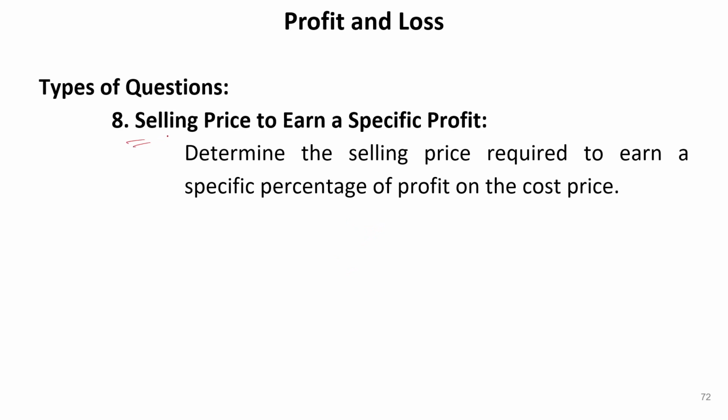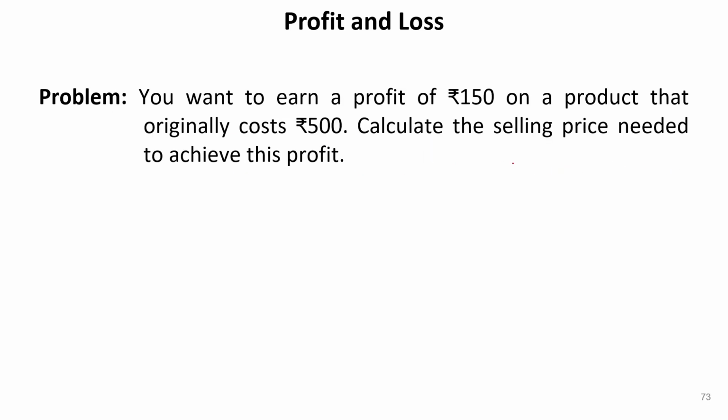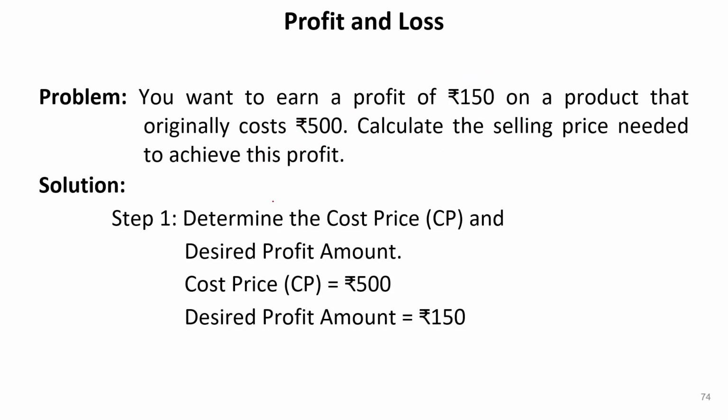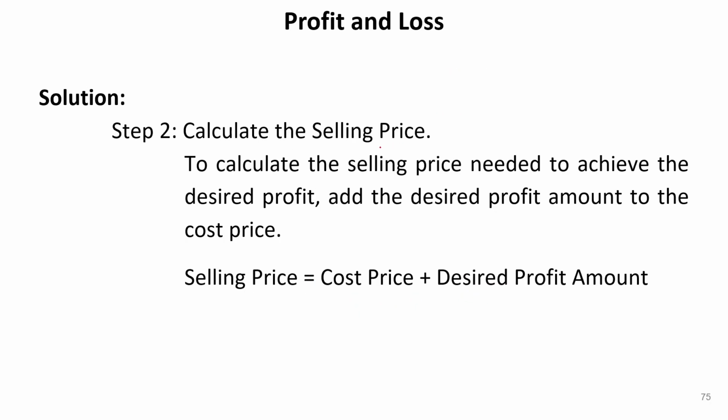So let's see the eighth kind of question: the selling price to earn a specific profit. Determine the selling price required to earn a specific profit on the cost price. So you want to earn a profit of 150 rupees on a product that originally costs 500 rupees. Calculate the selling price needed to achieve this profit. So determining the cost price: the cost price is given as 500 and the desired profit amount is 150 rupees. That is what is asked of us.